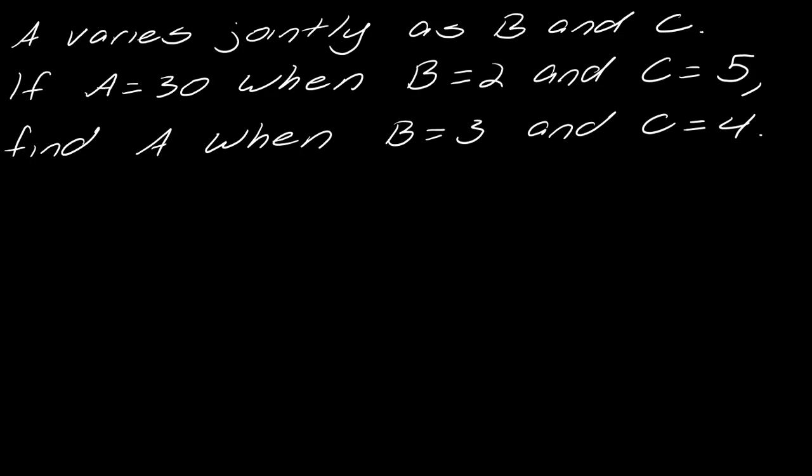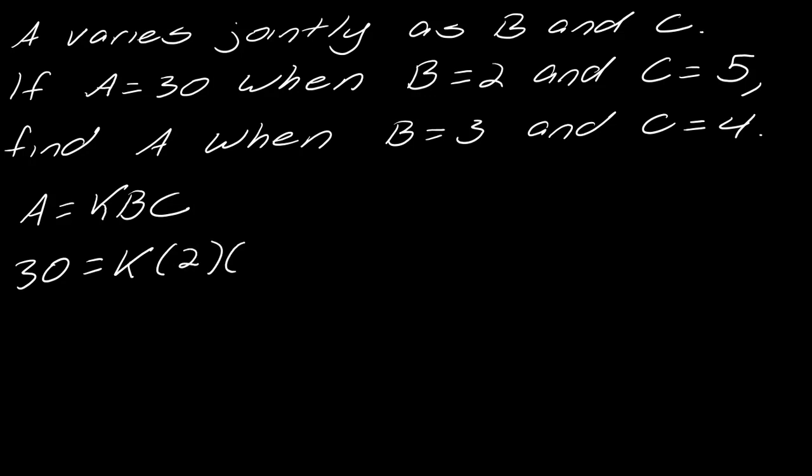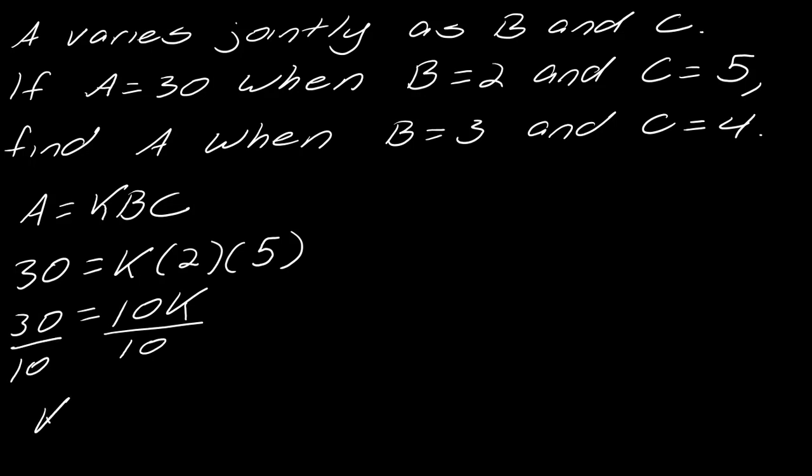So I've got A varies jointly as B and C. First I write down my variation equation, so that's going to be A equals KBC. A equals 30 when B equals 2 and C equals 5, so now we can solve for K. So this is really 30 equals 10K, and if I divide both sides by 10, I get that K equals 3.